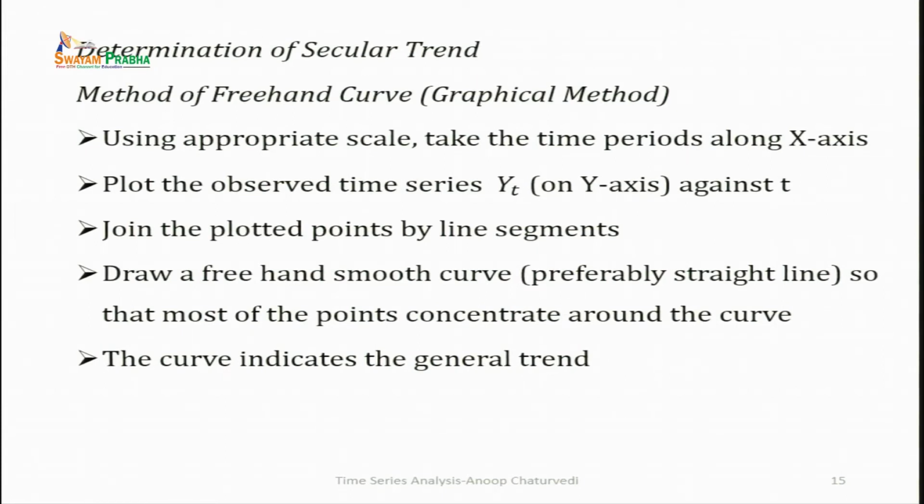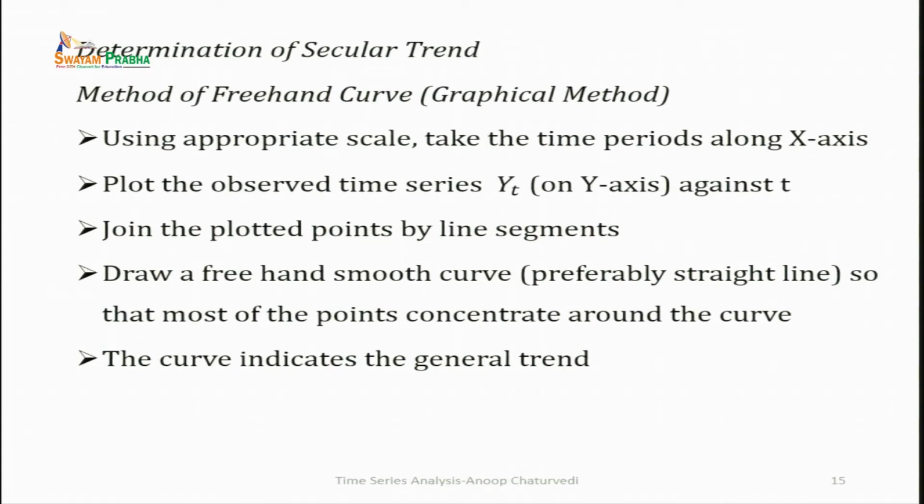Now, we consider different methods for the determination of secular trend component. The simplest possible method is the method of freehand curve fitting. This is a graphical method, and in this method, first using appropriate scale, we take the time period along the x axis, and then we plot the observed time series y t on the y axis against t. Then we join the plotted points by line segments.